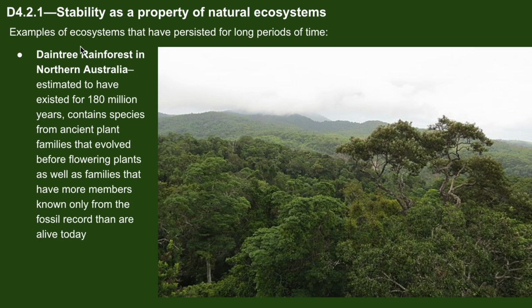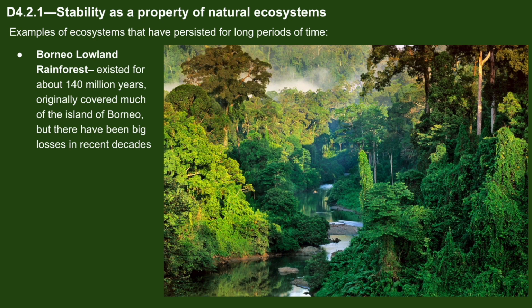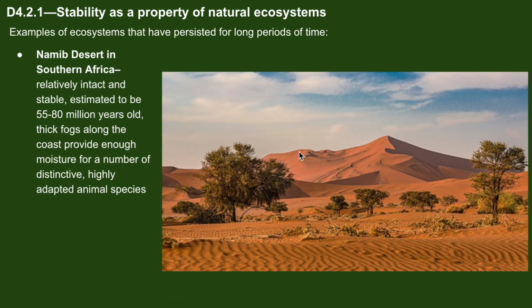Okay, so some examples of ecosystems that have persisted for a long period of time. The Daintree rainforest in northern Australia has existed for 180 million years. The Borneo lowland rainforest, 140 million years. And the Namib Desert in southern Africa, estimated to be 55 to 80 million years old. These are all stable, high stability ecosystems.